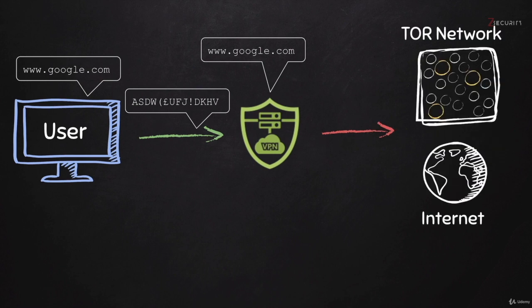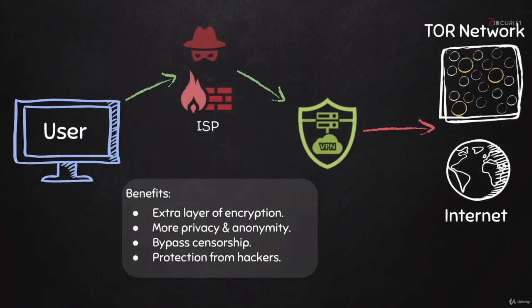Now, this doesn't have to be google.com. It can be any website or any server on the internet, or you can even send that request to the Tor network and access a darknet or a hidden service within the network, or go to the internet after that, again improving your privacy and anonymity. Because of the way the data is sent in an encrypted manner, this adds an extra layer of encryption. Therefore, it improves your privacy and anonymity.